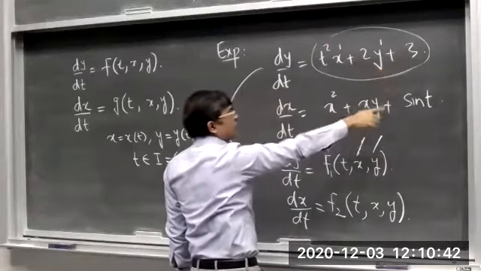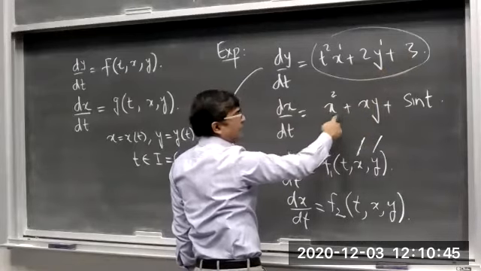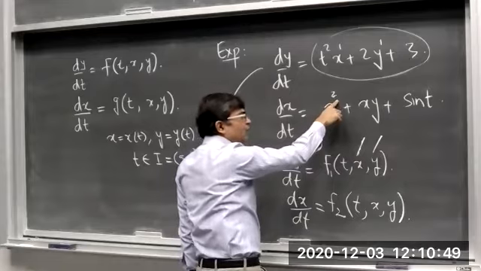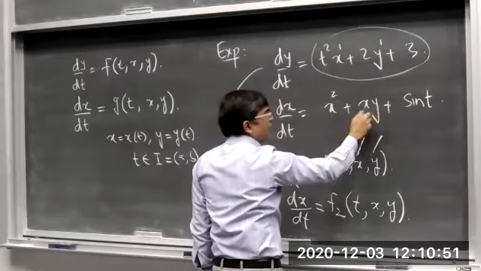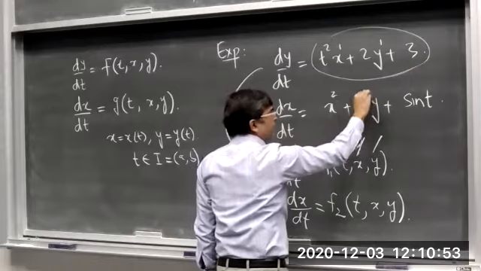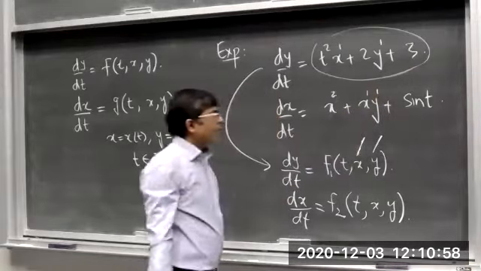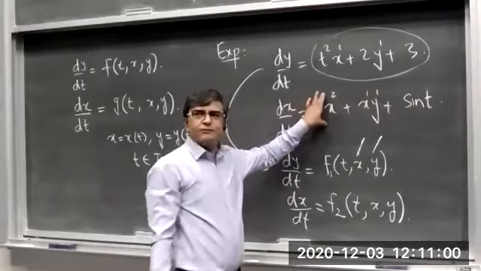But this function is non-linear in x and y. Because x here has power 2, and here we have a product of two dependent variables, 1 and 1, so in total we have power 2 here. So this function is non-linear.